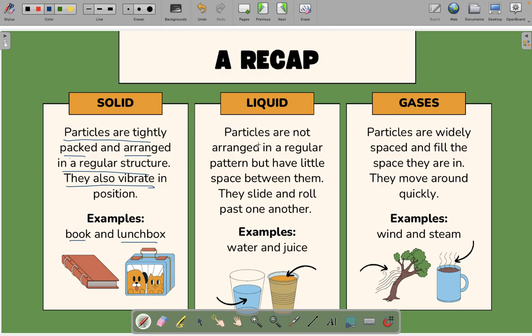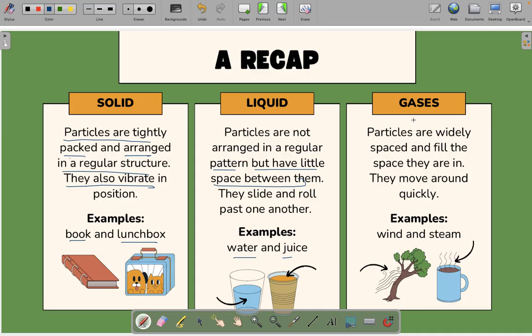Liquid particles are not arranged in a regular pattern. So the pattern is not regular, but the space is small. Right? So this is a similarity between solid and liquid. The particles have very small space between them, and the difference between solid and liquid is that the pattern is not regular. Okay, and they slide. Because of this irregular pattern, they can slide and roll past one another. For example, water and juice.